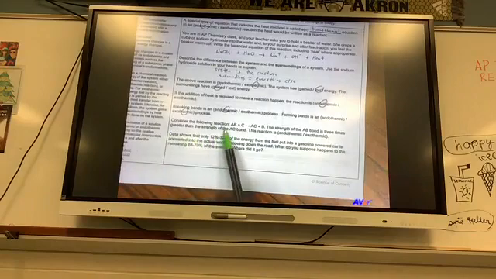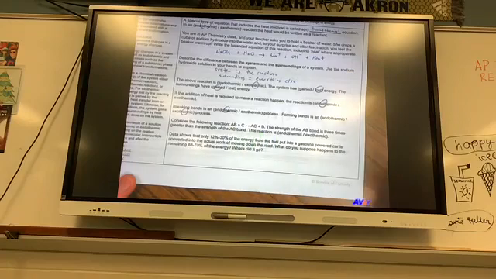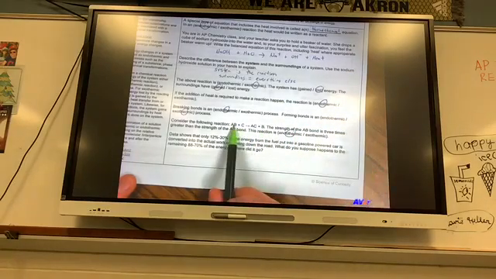Consider the following reaction. AB plus C yields AC plus B. The strength of the AB bond is 3 times greater than the strength of the AC bond. So AB is 3 times greater than AC. That would mean this reaction is endothermic, because it takes more energy to break that than to make that.